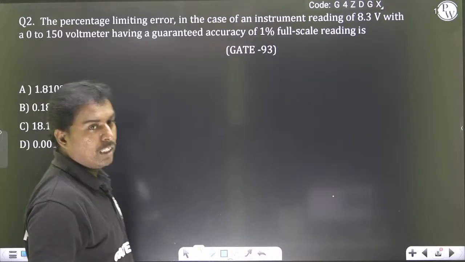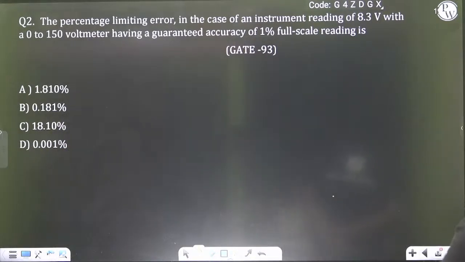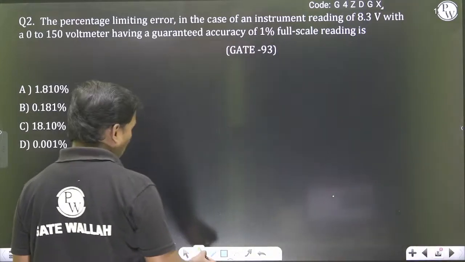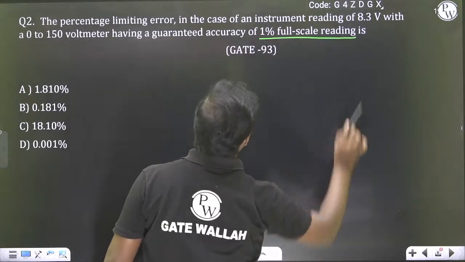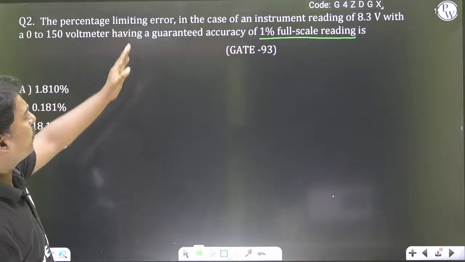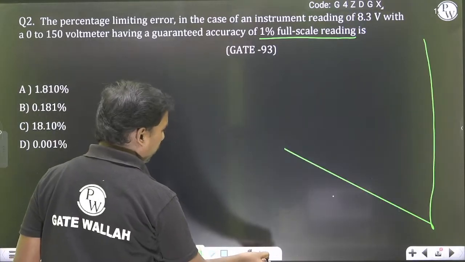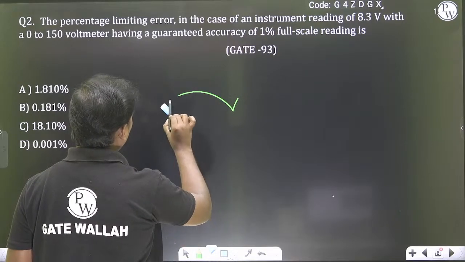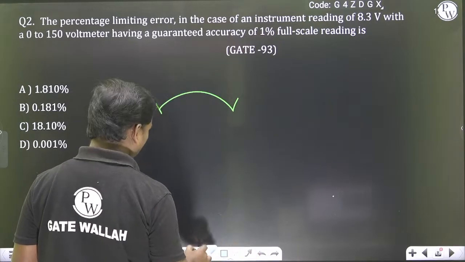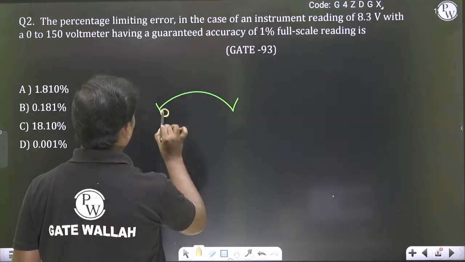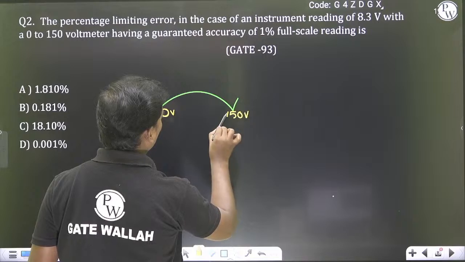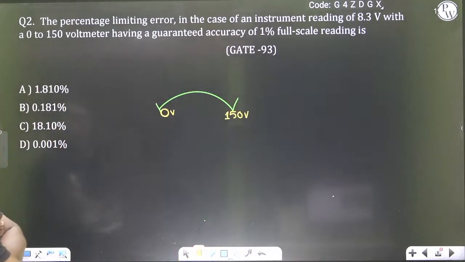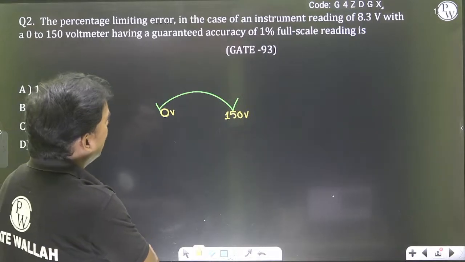The percentage limiting error, I think this question is clearly visible. The percentage limiting error in the case of an instrument reading of 8.3 volts with a 0 to 150 volts voltmeter having a guaranteed accuracy of 1% of full scale reading is dash. So the range is going from 0 volts to 150 volts.